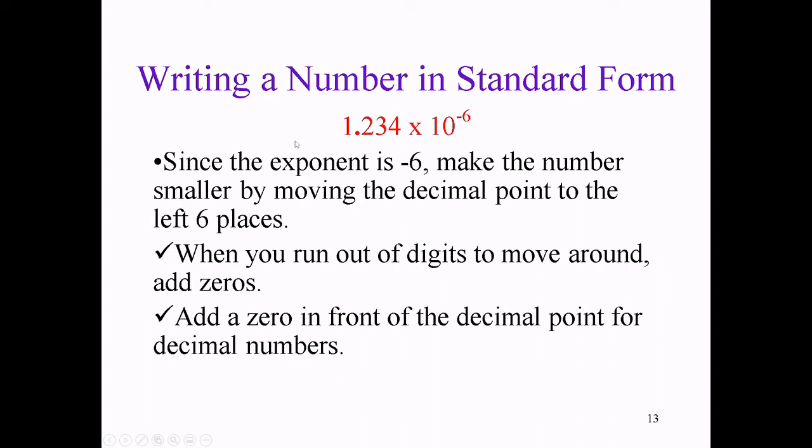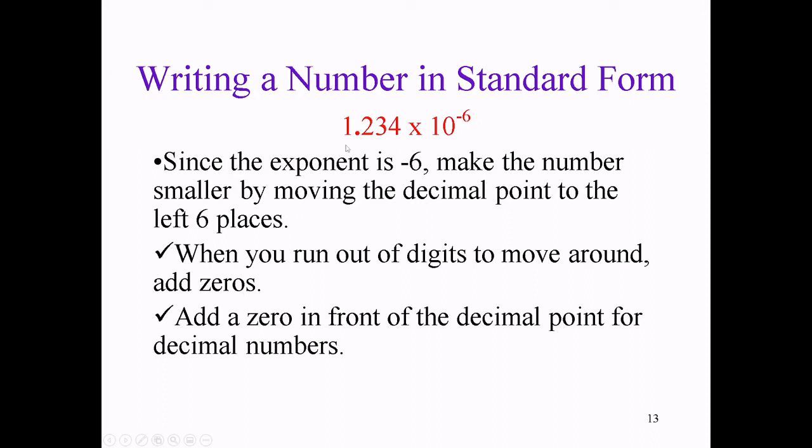So you would have had to move it to the right when it was initially in decimal format, okay, to get it into scientific notation. To reverse that and go back to decimal form notation, we're going to need to move it over to the left. We're going to need to make this number smaller because this is a negative number. And when you run out of digits to move around, you're going to need to add 0.